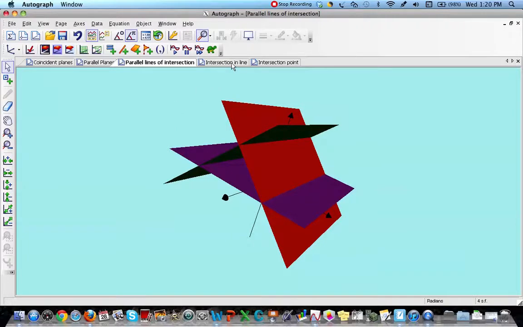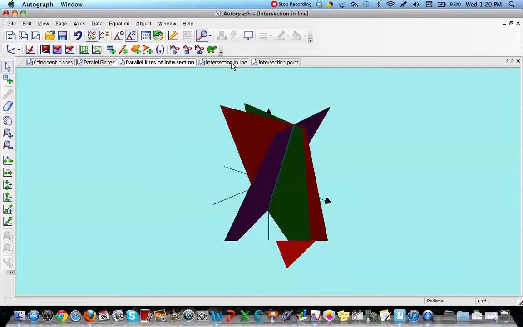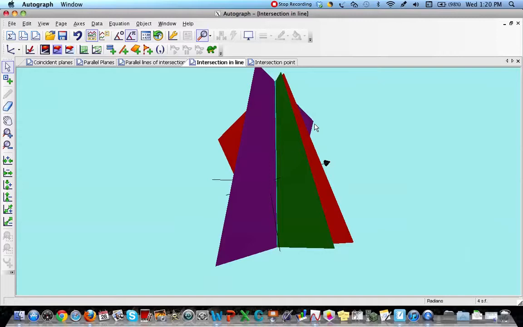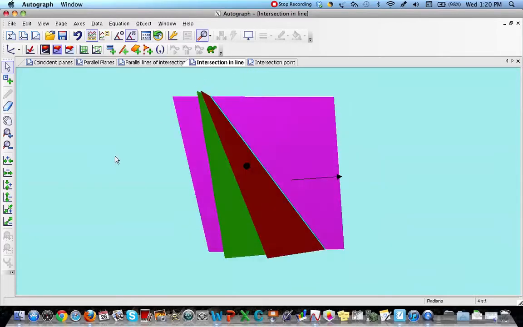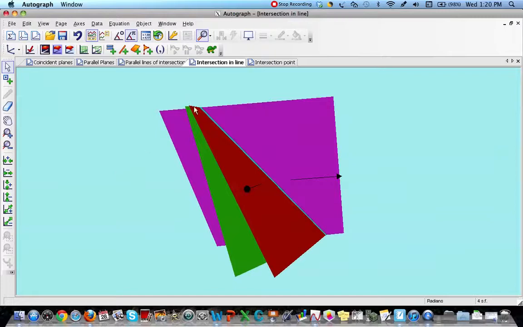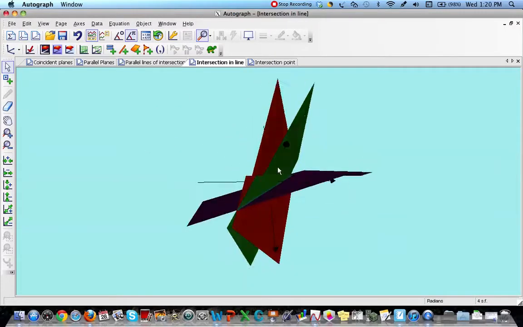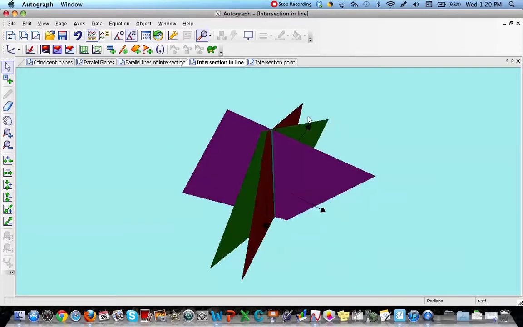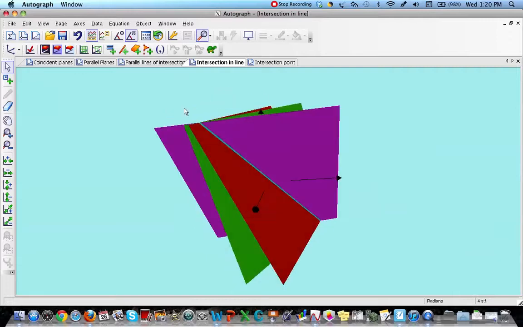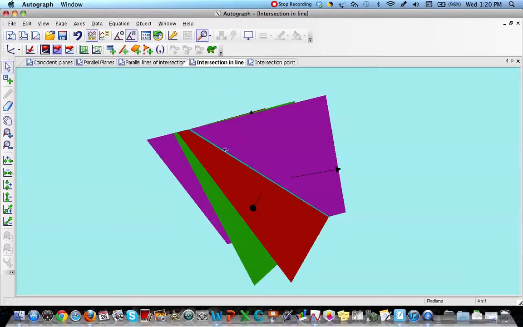The next option for intersection of three planes would involve those three planes intersecting in a common line, and so hopefully it's fairly obvious from this representation that each of the pairs of planes intersect the other in a common line, and once again we have an infinite number of solutions to this system. All points lying along the line of intersection serve as solutions to the system of three equations with the three unknowns.